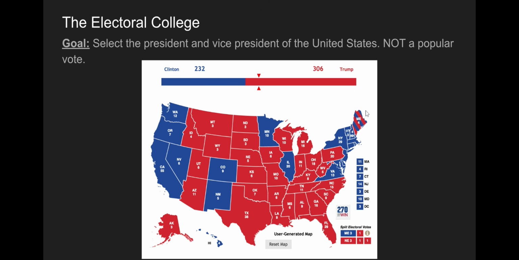The only weird thing on the map you might notice, Maine, Nebraska is another one. They actually split their votes. So that's why you see the blue and red stripes. So some of their electoral votes went to Trump and some went to Clinton.